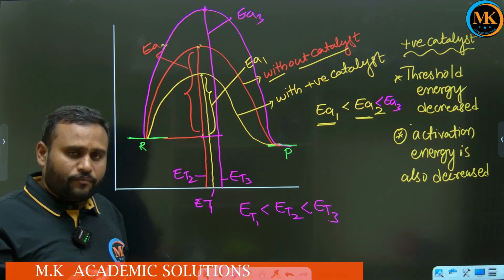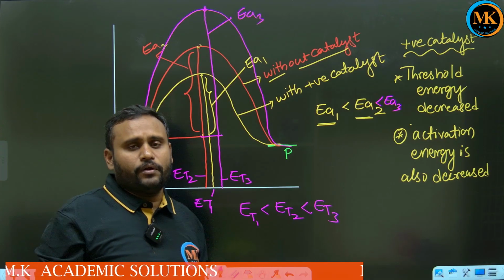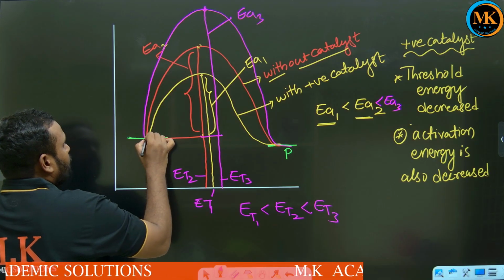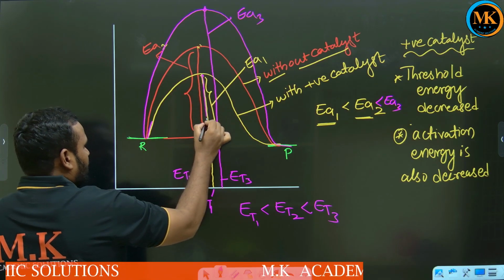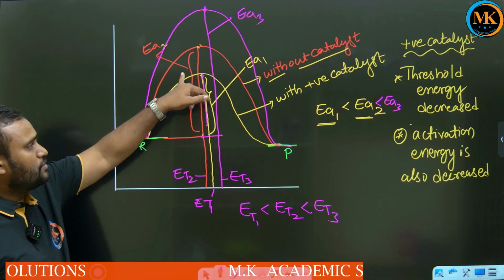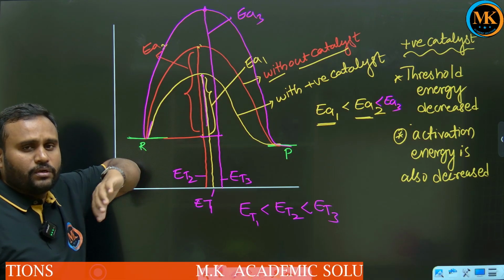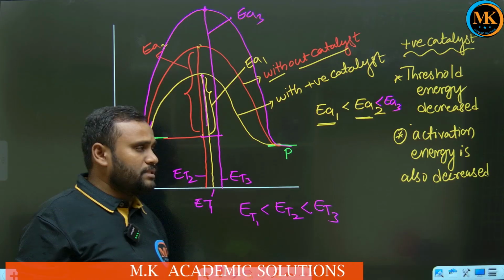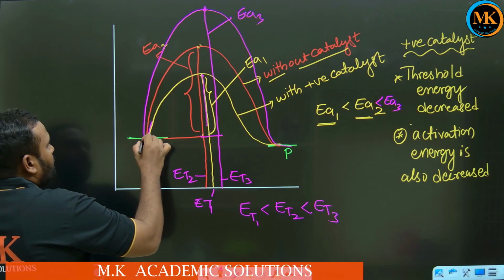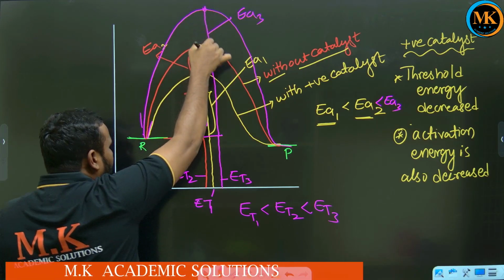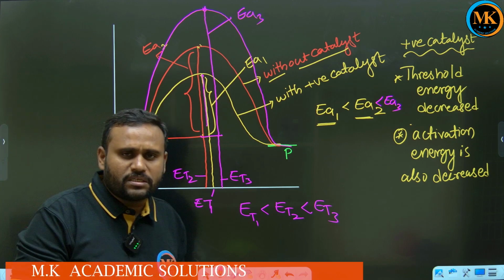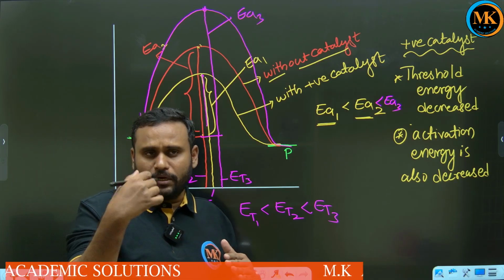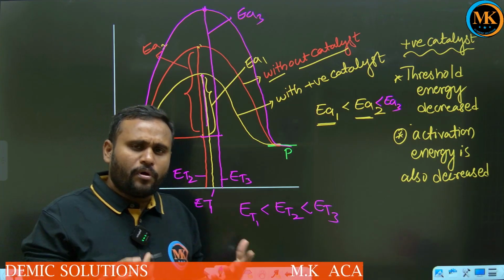We know that if any reactant molecule wants to be converted into product, it must cross the energy barrier. In the case of positive catalyst, there is less activation energy and a smaller energy barrier, so more molecules can cross the energy barrier easily within less time. Whereas in the case of negative catalyst, we have more activation energy, so very few molecules cross the energy barrier. So converting the reactant into product completely will take more time.